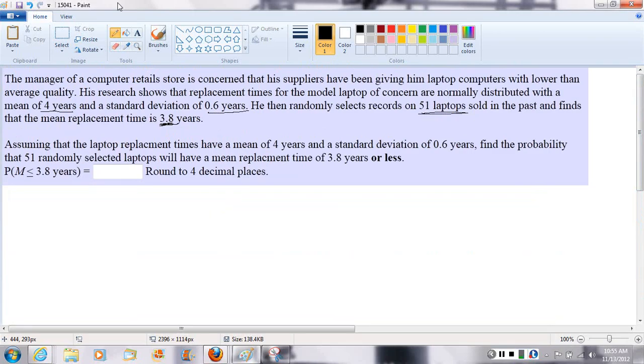So let's go ahead and summarize our given information. For the population, the population is normally distributed. The mean replacement time was 4 years. Standard deviation was 0.6. That's for the population. Now we're looking at a sample of 51 laptops, so that's n equals 51.